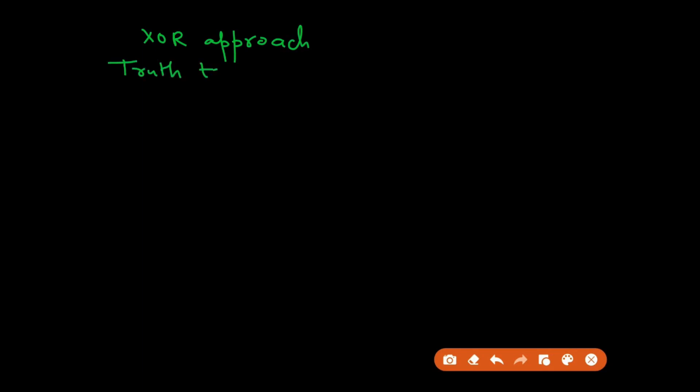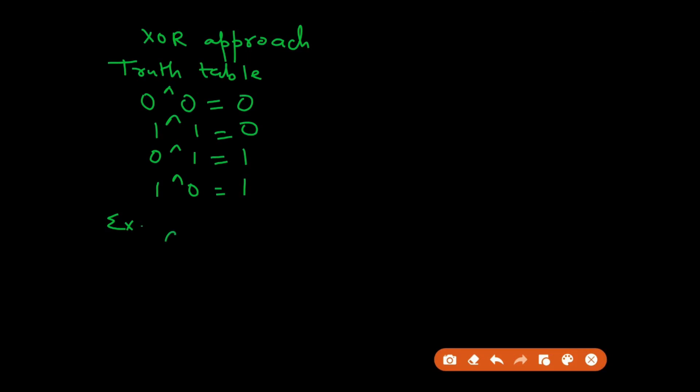So let's take a look at the truth table of XOR. So 0 XOR 0 is 0, 1 XOR 1 is 0, 0 XOR 1 is 1, and 1 XOR 0 is 1. So if we take example, A XOR A is equal to 0. So let's say we have A equal to 5, then 5 XOR 5 equal to 0.